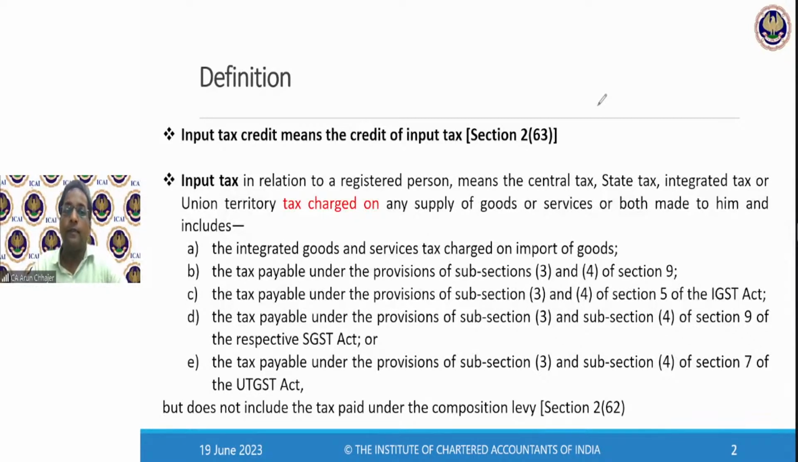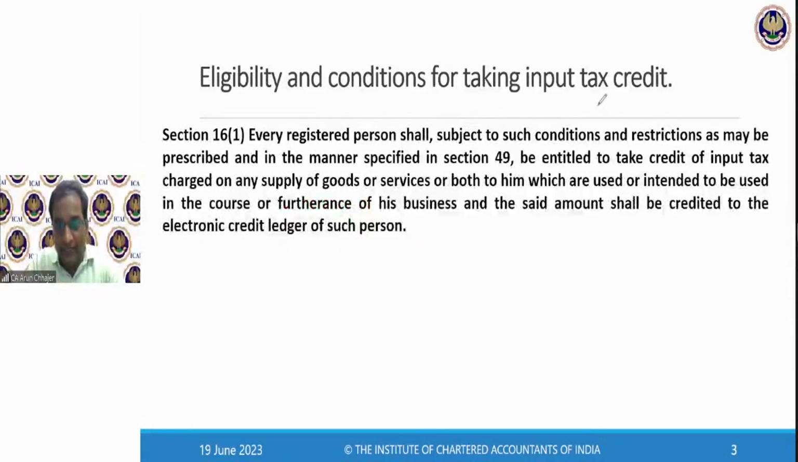Now let's move on. We were talking about eligibility and conditions of taking the ITC. Section 16 subsection 1 says every registered person shall, subject to such conditions and restrictions, which we will discuss in Rule 36, as may be prescribed and in the manner specified in Section 49. Section 49 talks about the payment of taxes, how the taxes would be paid.